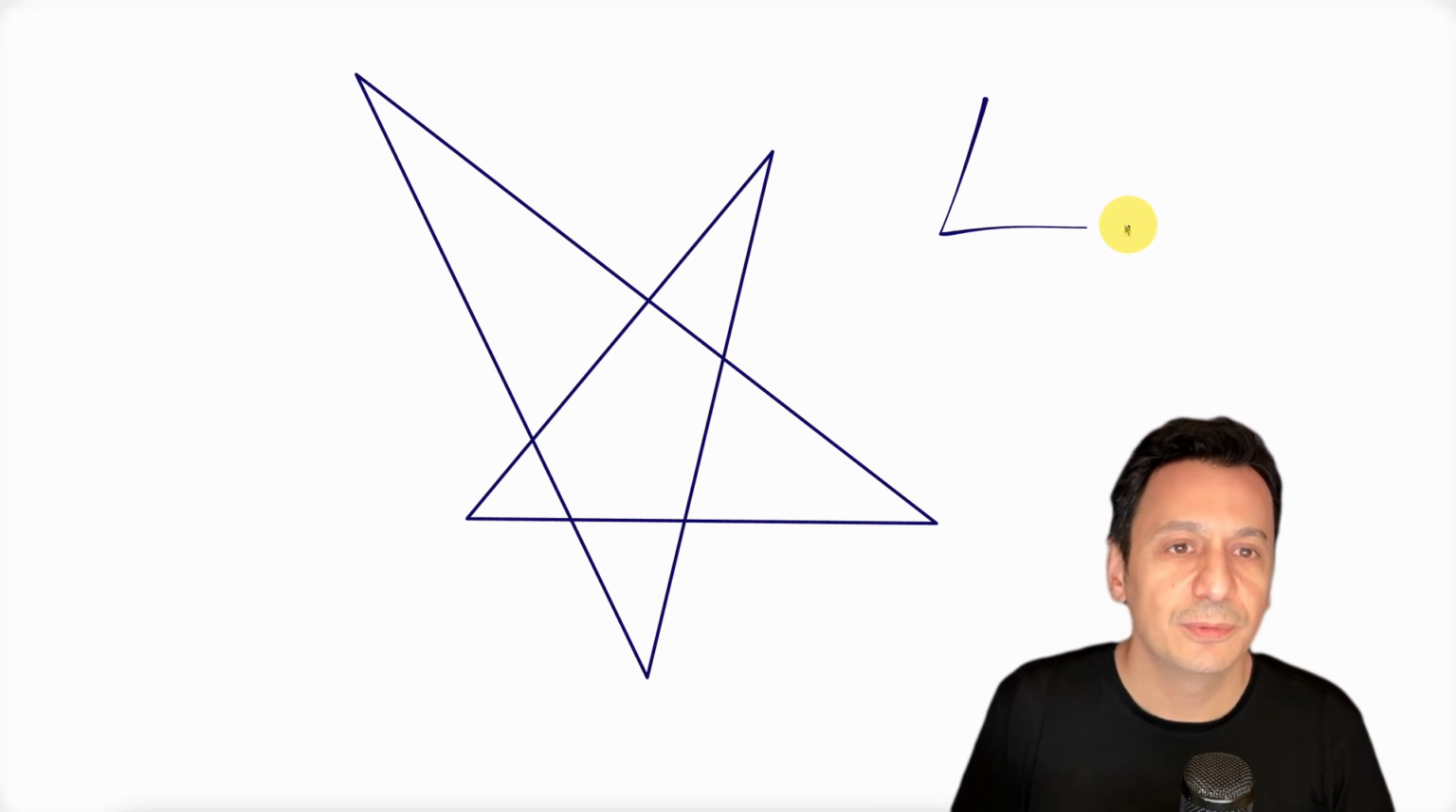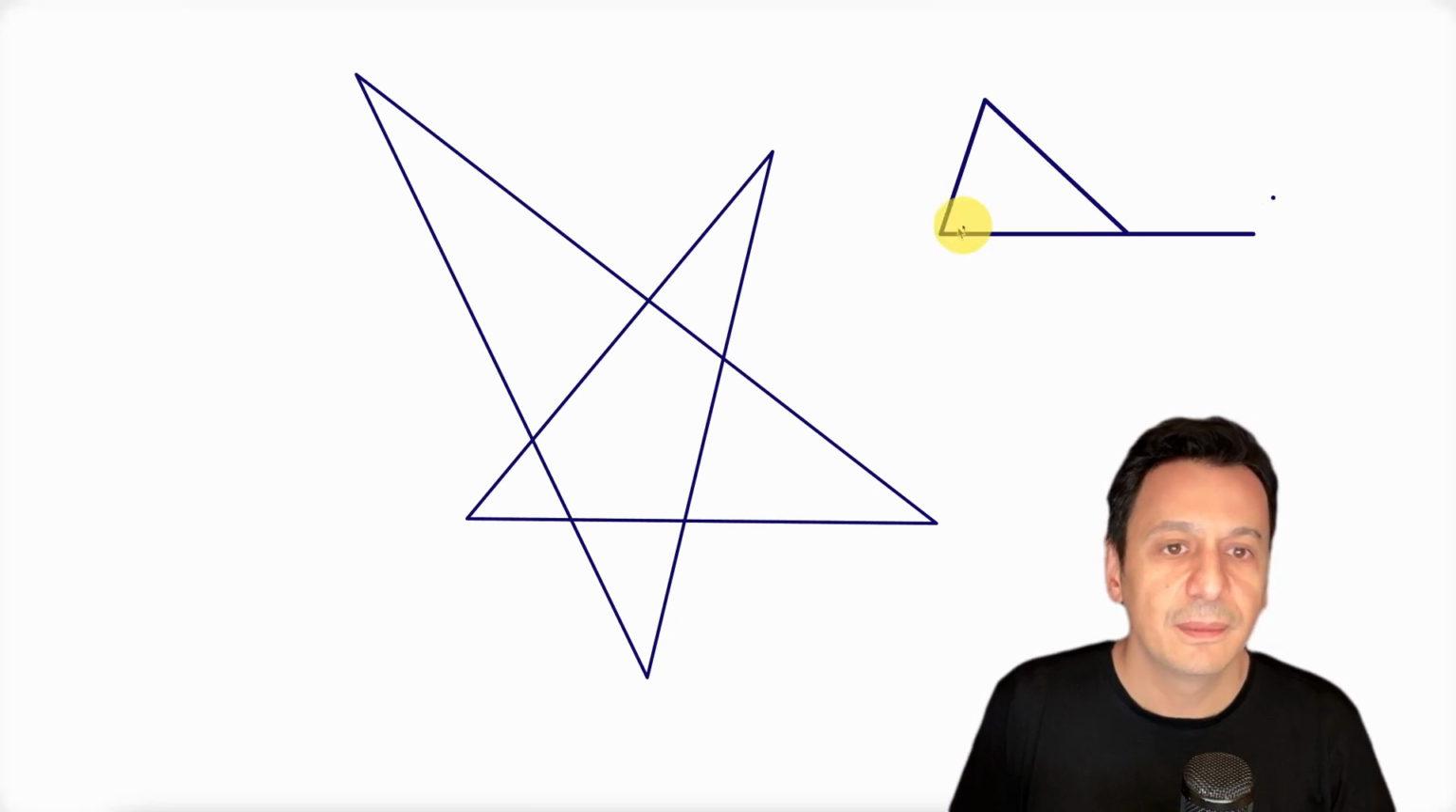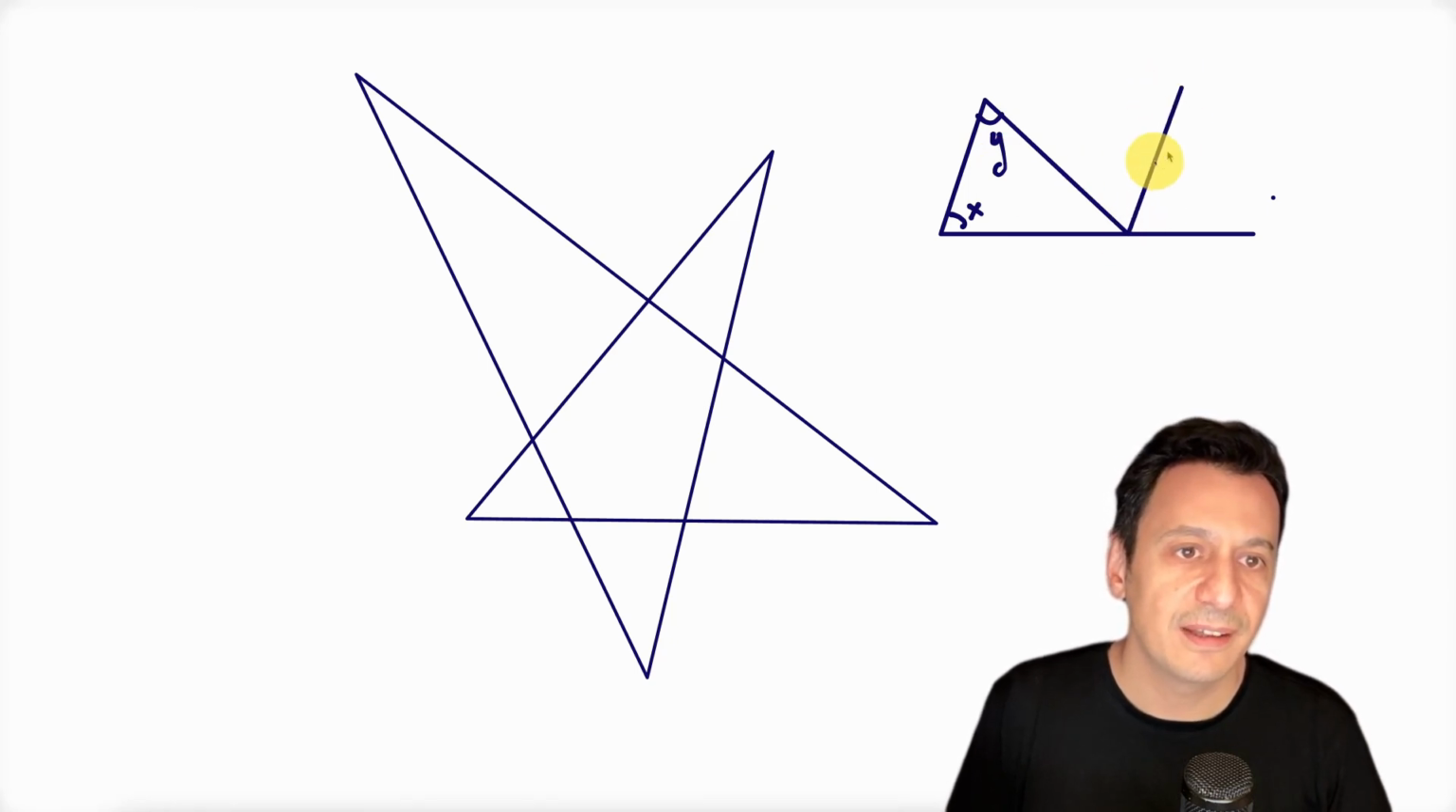Let's draw a triangle. Then let's extend the base of this triangle a little bit like this. If I call the angle here x, the angle here y, and then draw a parallel line from here, like this.